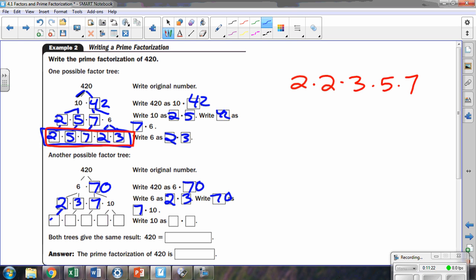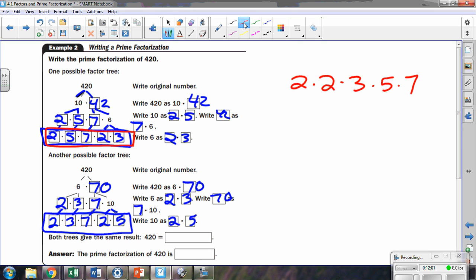2 cannot be split up as a prime, so we'll leave it alone. 3 is a prime, we'll leave that alone. 7 is a prime number, we'll leave it alone. But then 10 can be split up with 2 times 5. And here is a different correct one. Or rather, the numbers are written in a different order, but it's not a different answer. We only have one prime factorization, but we can write it out in different ways.